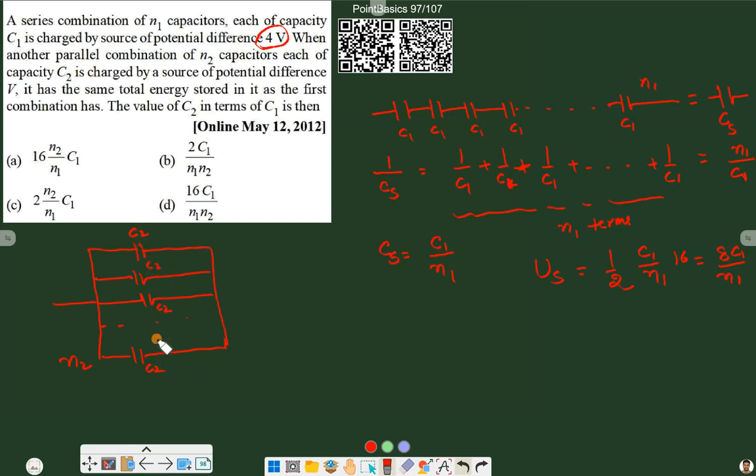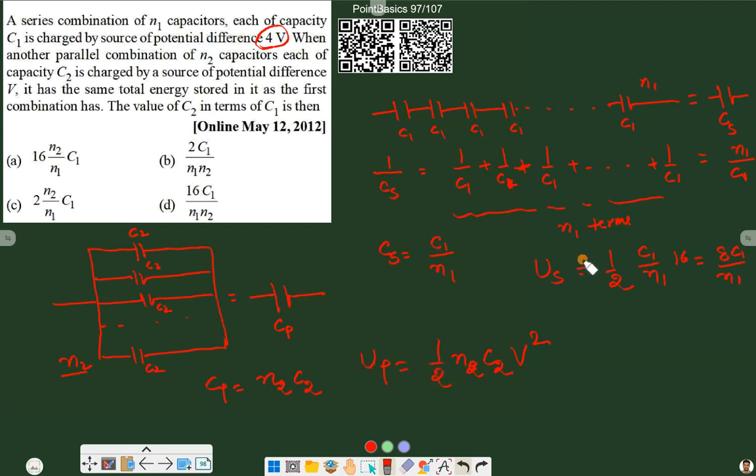Now all of these are in parallel, so we can represent them by a single capacitor, suppose Cp. Because there are a total of N2 capacitors in parallel, they will simply be added, so Cp is N2 times C2. This is the final capacitance, charged by a source of potential difference V. So the total energy Up will be half N2 C2 into V square.